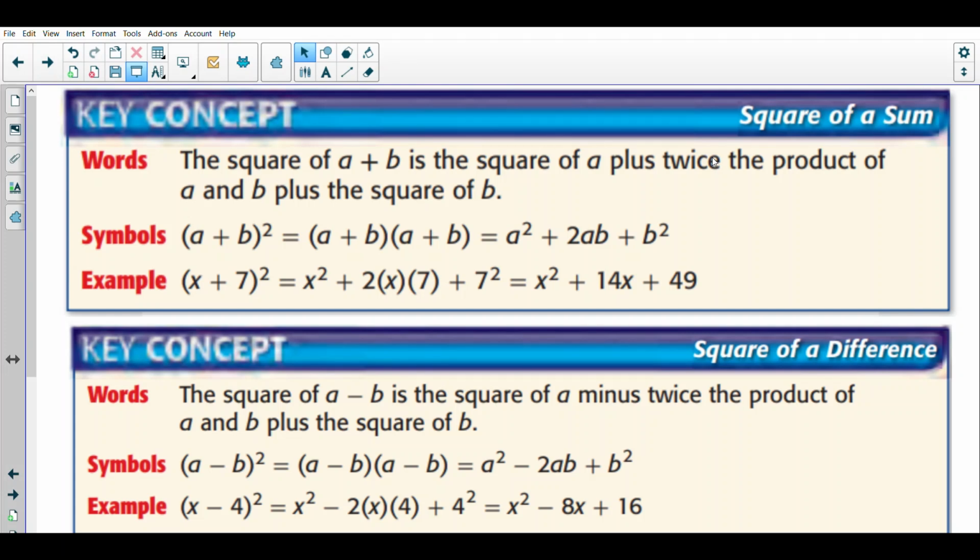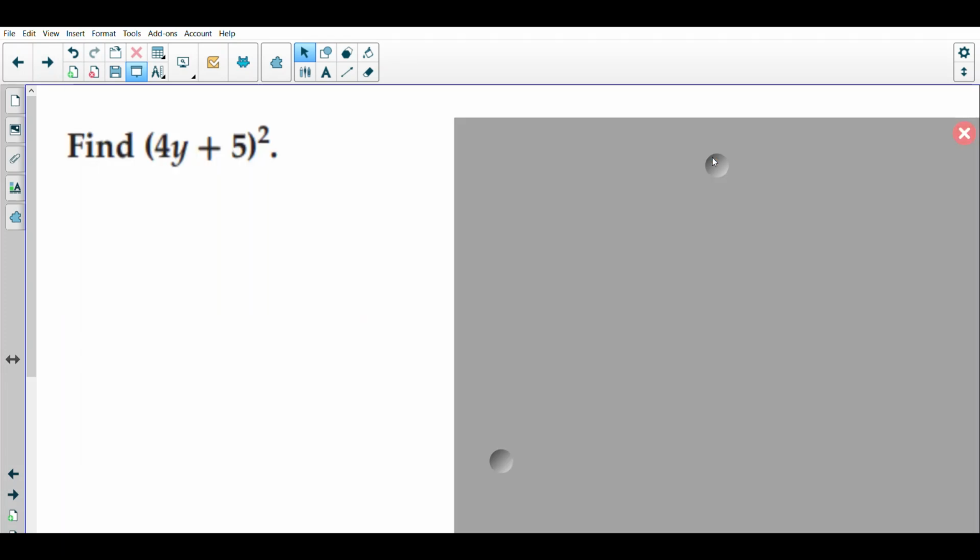And then the same goes for a minus b quantity squared. It's just a squared minus 2ab plus b squared. So keep that in mind, and if you memorize these little tricks, it becomes really quick and simple. If you have trouble memorizing them, just use the FOIL method and you'll get the exact same answer. But in this video, we will talk about the short method. All right, so find 4y plus 5 quantity squared. So I'm going to use the shortcut method.